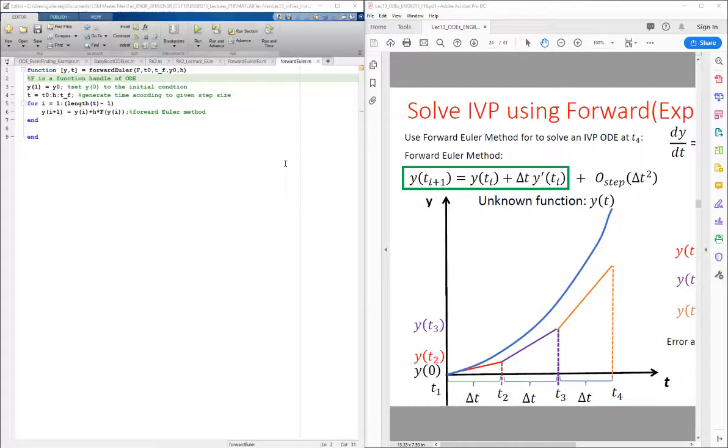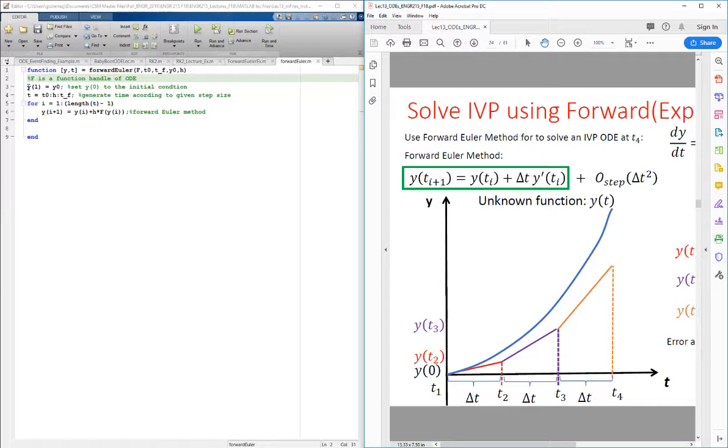So I'd like to talk about how we use this Forward Euler method with Matlab. We can write a function called forwardEuler that accepts a function handle f, an initial time, a final time that we'd like to solve our solution at, an initial value y naught, and h, which would be our step size. So the Forward Euler method is y of ti plus 1 is equal to y of ti plus delta t times f of ti.